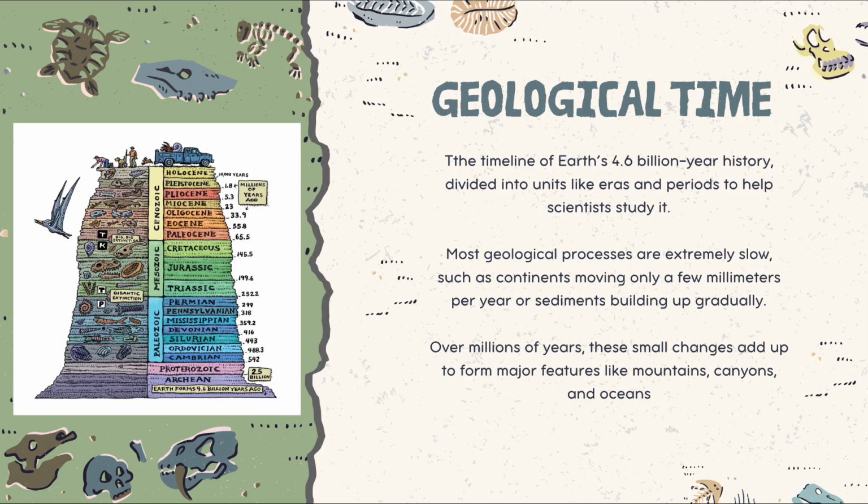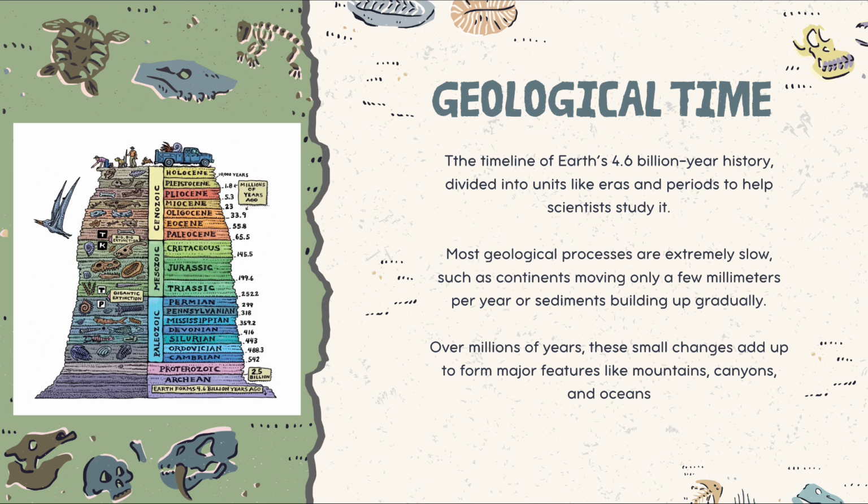To really understand these processes, we need to understand something called geological time. Geological time is the timeline of Earth's history, which spans about 4.6 billion years. This is much longer than a human lifetime, so it can be very difficult to imagine. Our lives only last a few decades, so it's hard to fully understand what millions or billions of years really look like.